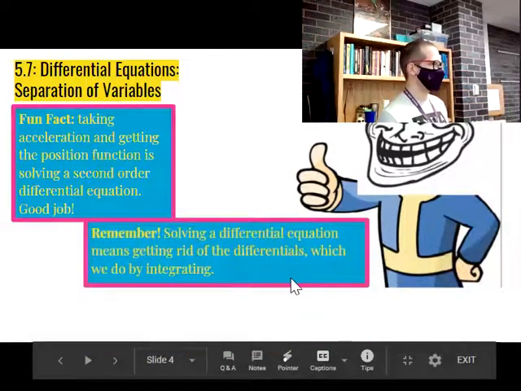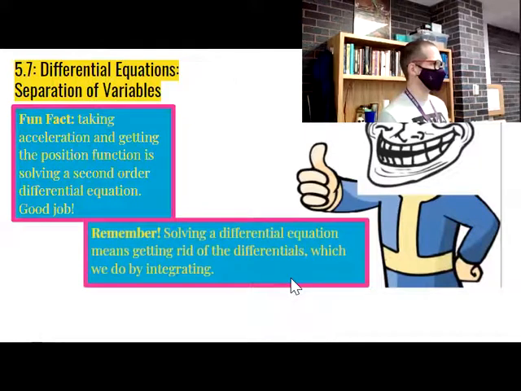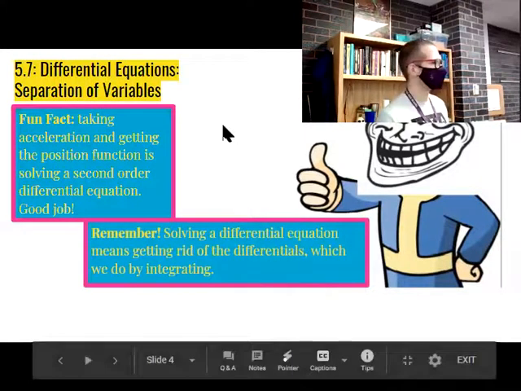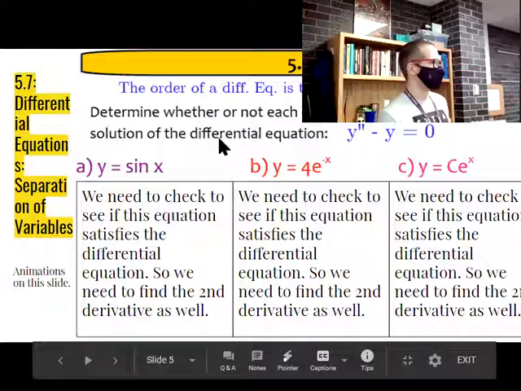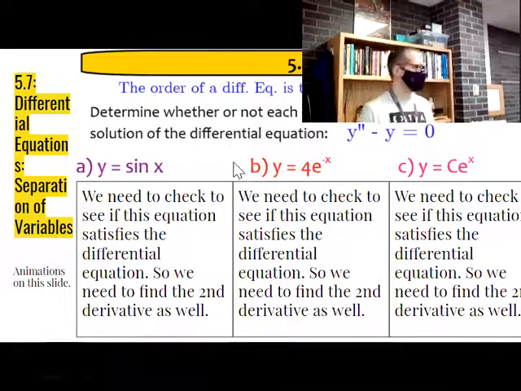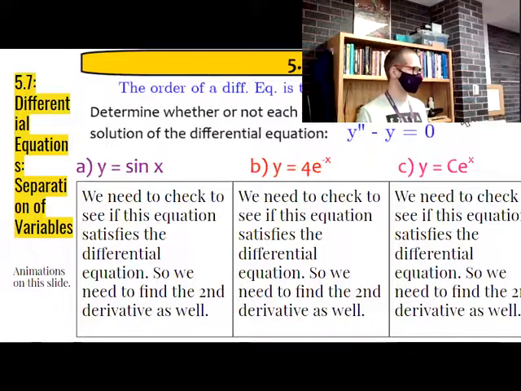But solving a differential equation, again, just means getting rid of the differentials, which we, again, do by integrating. So here is something else. Here's the order. The order of a differential equation is the highest order derivative. So here's an example of something that you might see in your practice tonight.